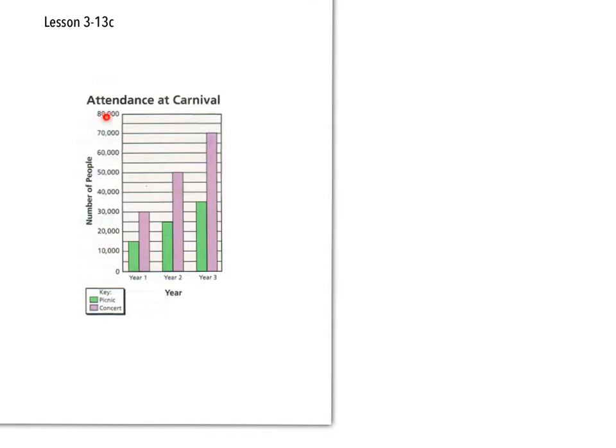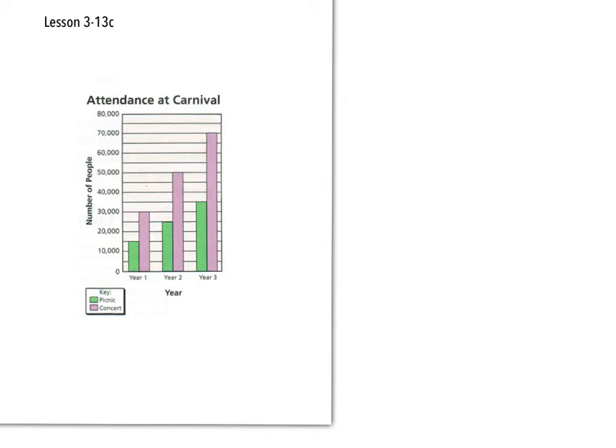This is in terms of the number of people. Notice the increments that it goes up. It says number of people. This is a year, and then the title, attendance at carnival, and then again just to point out the key. So this is a double bar graph, and notice it's comparing two things that are related: attendance at a carnival, but these who went to the picnic and these who went to the concert.